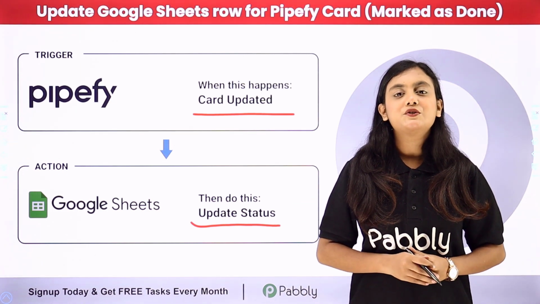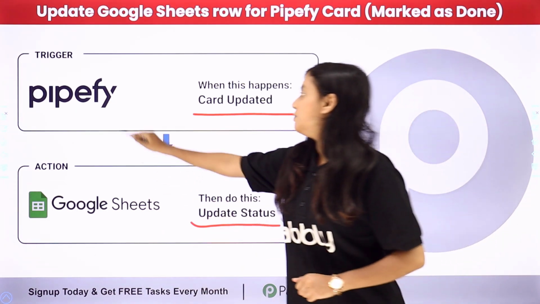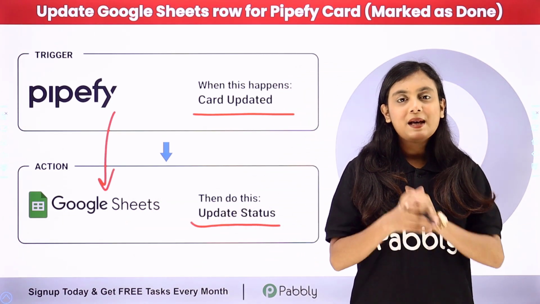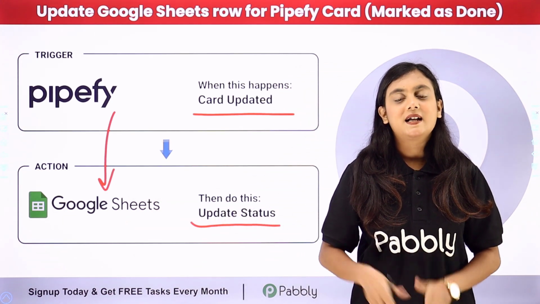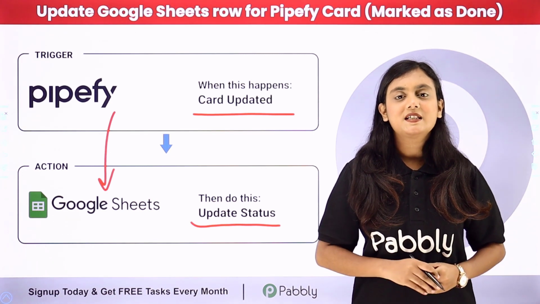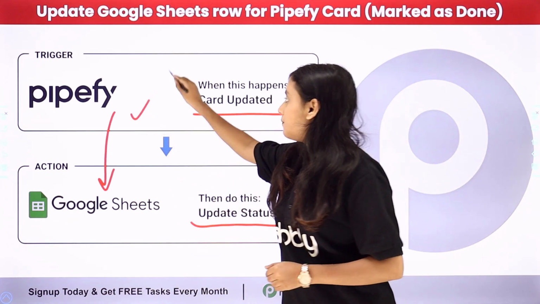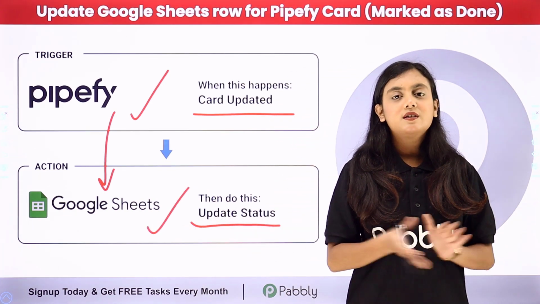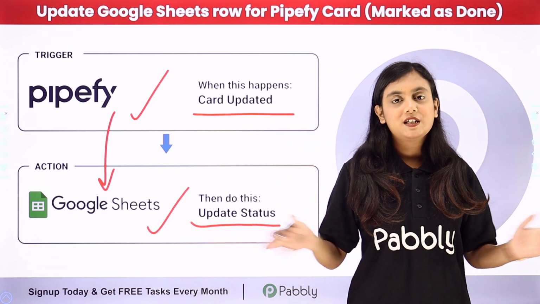For that, what we are going to do is we're going to simply create an automation between Pipefy and Google Sheets with the help of Pabbly Connect. Pabbly Connect runs on two concepts, that is trigger and action. In this process, my trigger application is going to be Pipefy and my action application is going to be Google Sheets. So if you want to learn how to do this automation, then let me take you all to my screen.